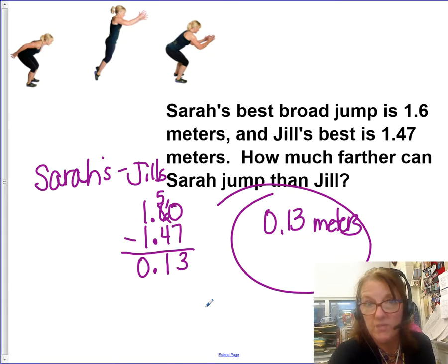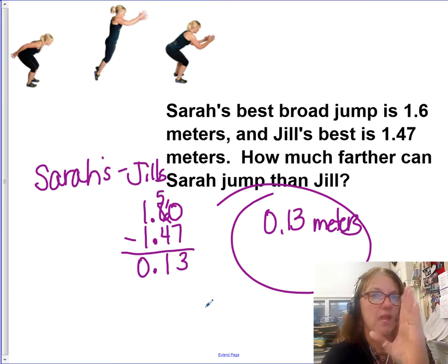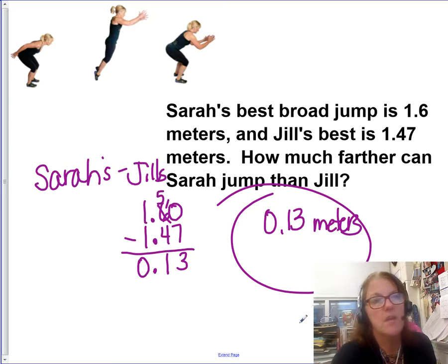Watch your numbers. Watch out for negative signs. Think about what you're doing. If you have decimals, line up the decimal points. If you have fractions, make sure you have a common denominator and deal with the numerators.